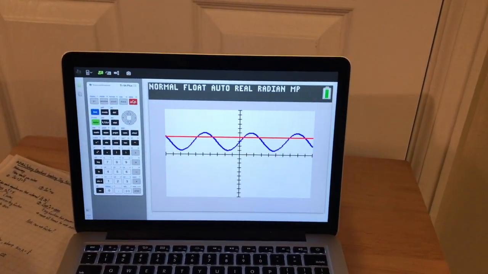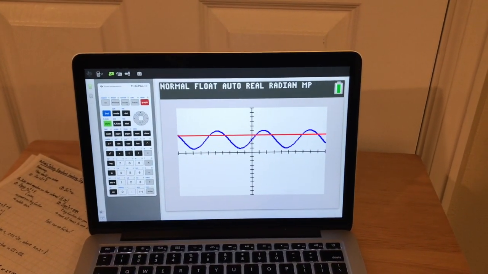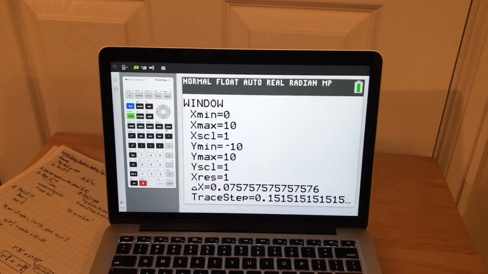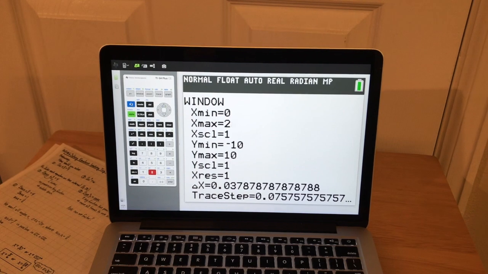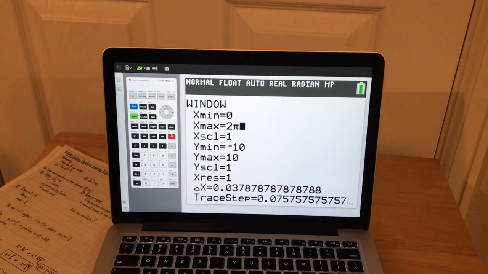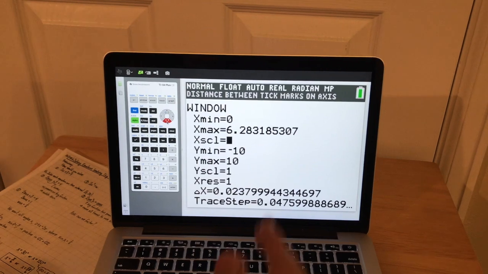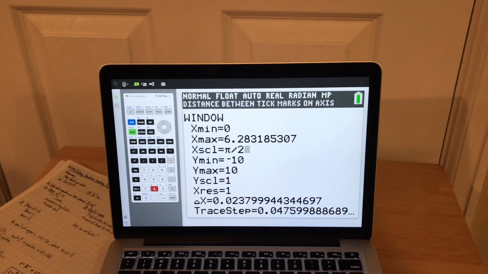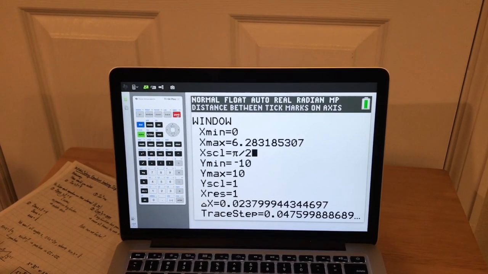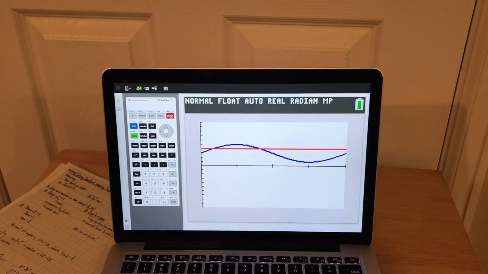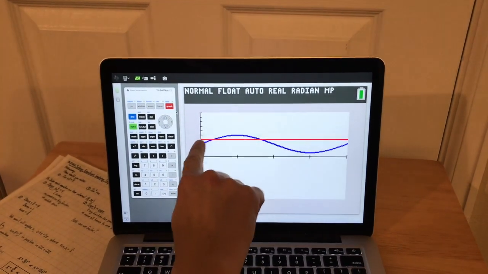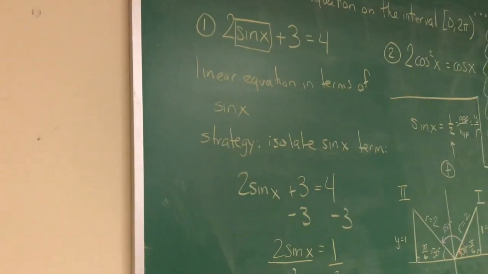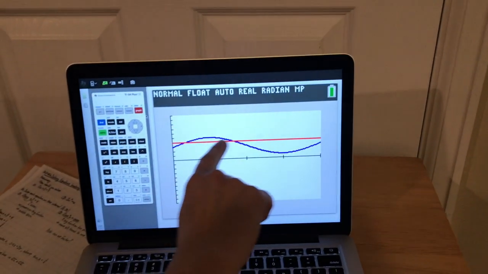Now we are only interested in x values between 0 and 2 pi, so I'm going to change my window to go from 0 to 2 pi, and I'm going to change my scale. I'm going to put a mark every value of pi over 2. And then I'm going to hit graph and see what happens. And so what I notice is that here is the graph of the left side of my equation, 2 times the sine of x plus 3. And then the red line is the y equals 4.